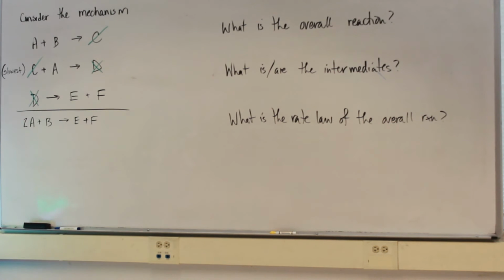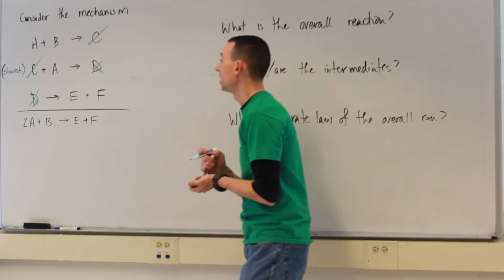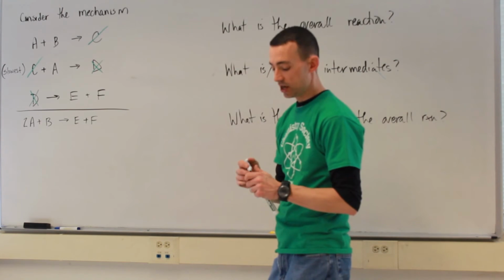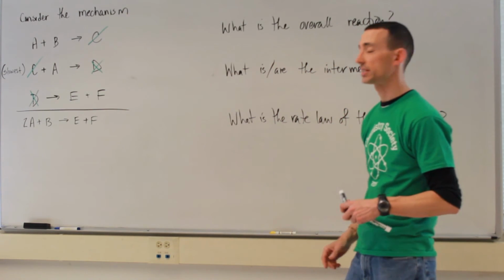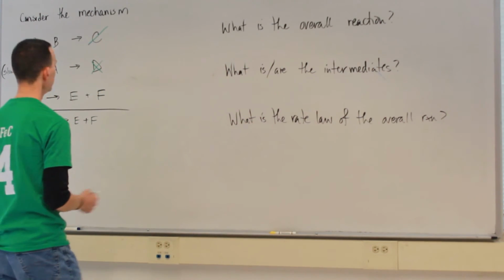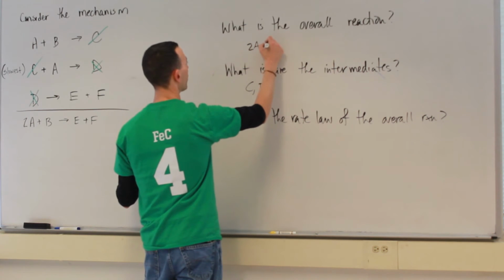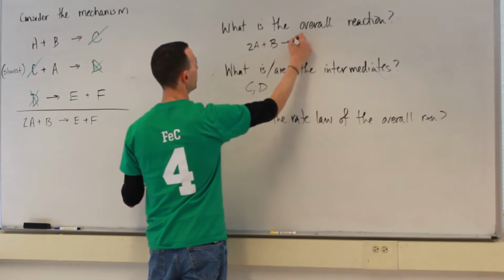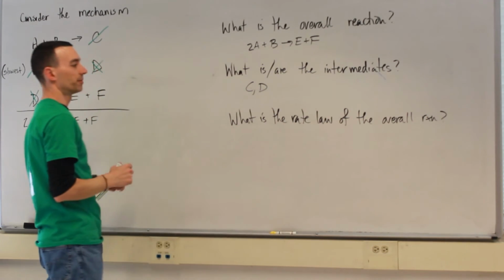So that's the answer to our first question. Now what about the intermediates? The intermediates are anything that we've crossed out in that cancellation process, although I haven't yet talked about catalysts, and they'll be something we cross out as well. So I'll give you another mechanism in a minute for the catalyst. But in this case, that would be C and D. So our overall reaction, 2A plus B, gives us E plus F. C and D are our intermediates.